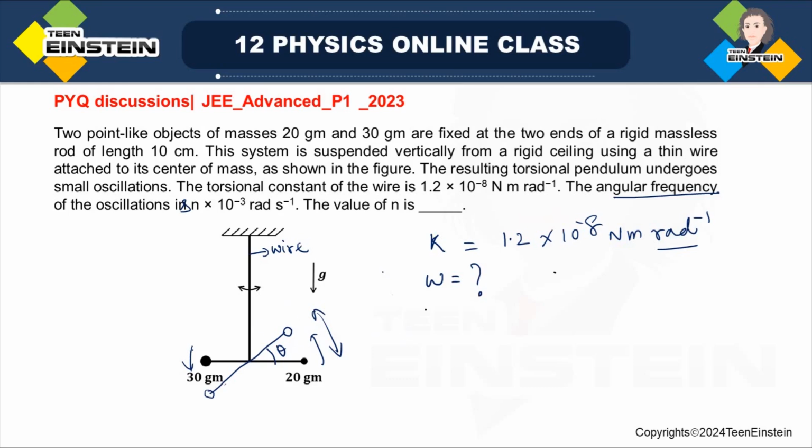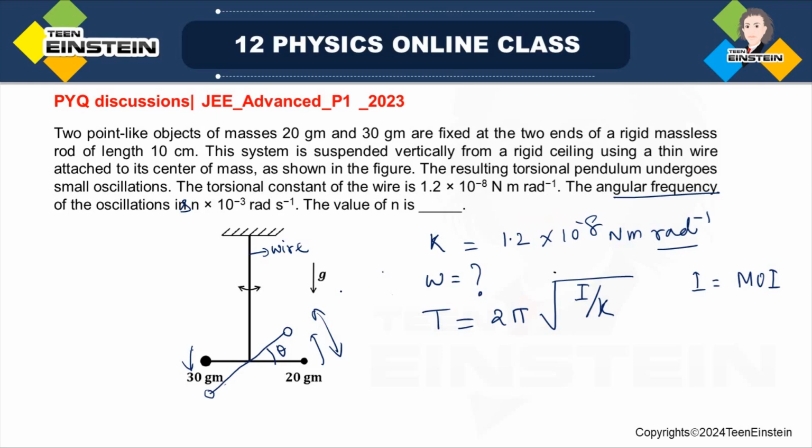If we know the expression for the time period for this kind of oscillation, then our life will be easy. At least you need to remember this formula for the time period of a torsional pendulum. Here I is the moment of inertia, and K is the torsional constant. So now the question is reduced to finding the moment of inertia.